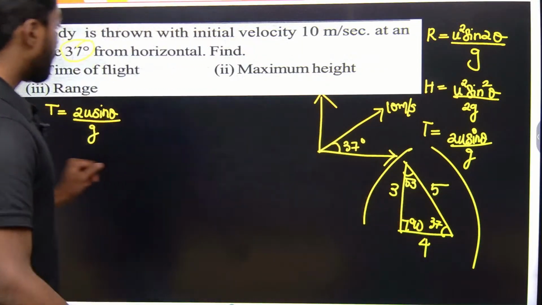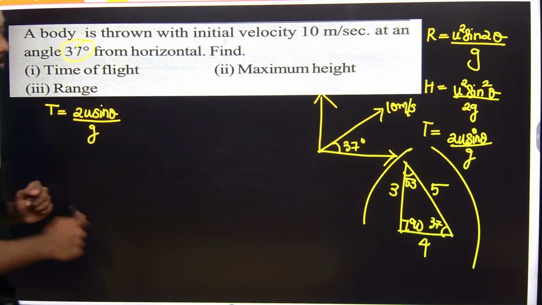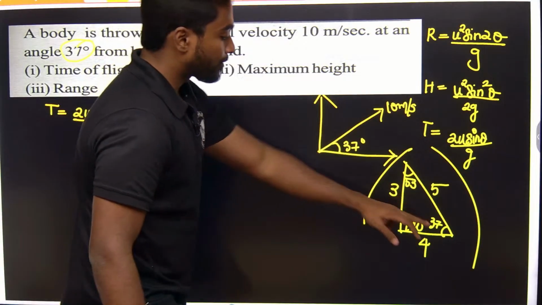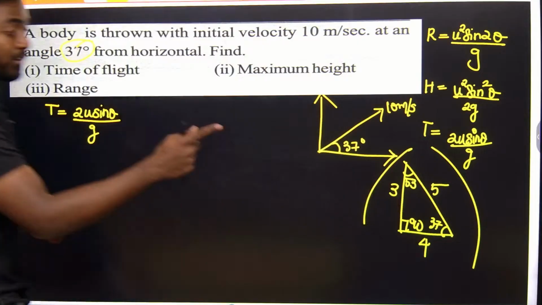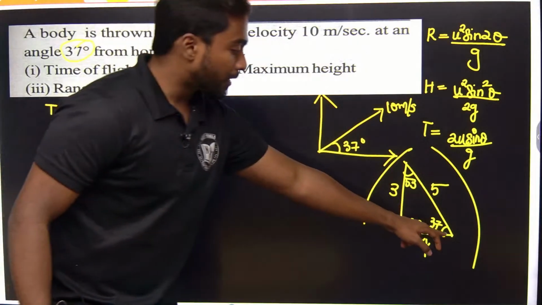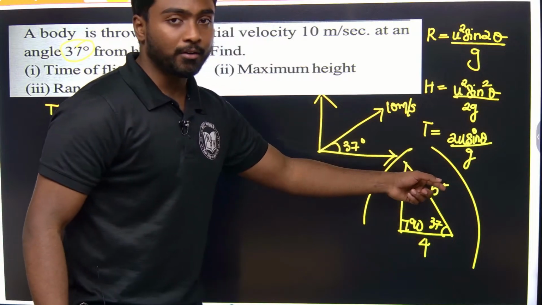Now what they are asking is angle 37 degree, so I should find sin 37. Sin 37 is opposite by hypotenuse, so it is 3 by 5. Sin is opposite over hypotenuse, and cos 37 is adjacent over hypotenuse.